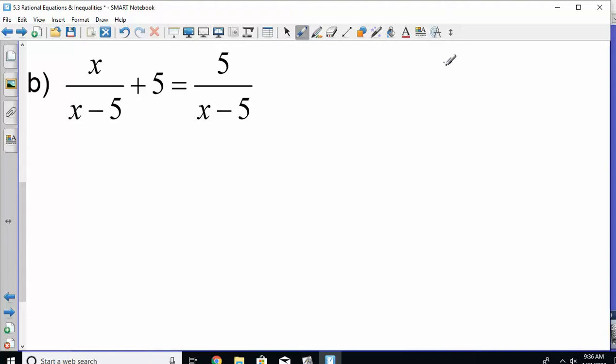What can x not equal this time? Positive 5. All right, what are we going to have to multiply by? X minus 5. And you have to do it to every single term. So there are 3 terms. You take each of them times the x minus 5.